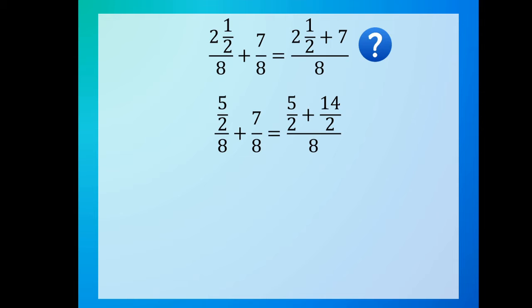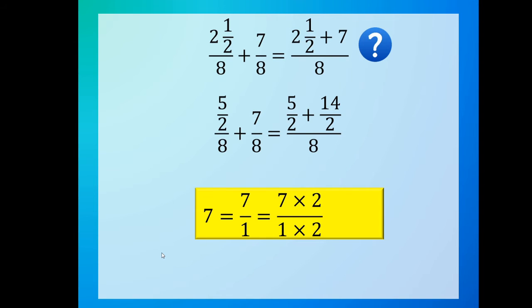I've also exchanged the last 7 on the right side with 14/2, with 14 over 2. Why can I do that? Well, 7 is equal to 7 over 1. Anything over 1 is equal to that anything, because anything divided by 1 is that anything. And that would be equal to 7 times 2 over 1 times 2. I'm multiplying the same number to both the numerator and the denominator, and the fraction would be equal to the original fraction. Why is that?